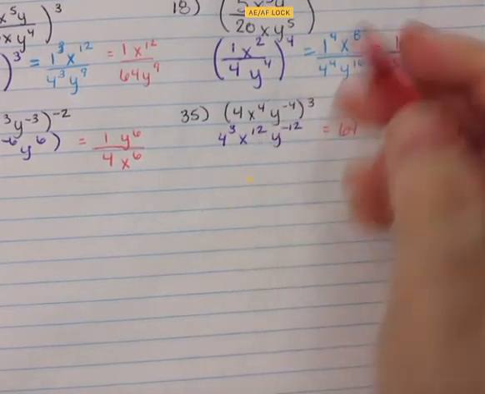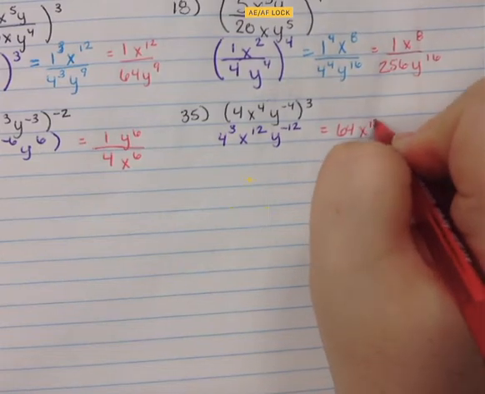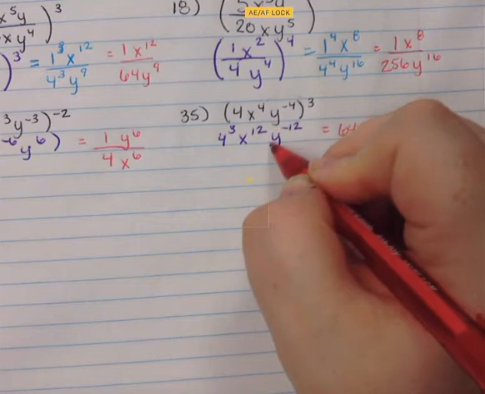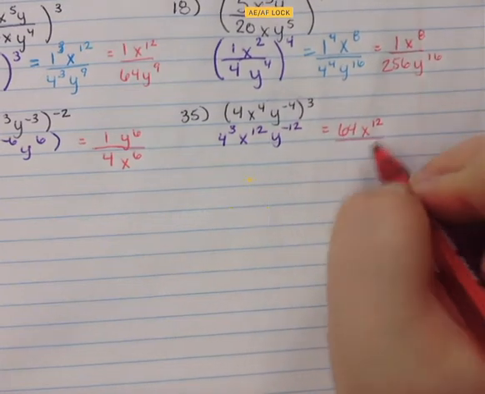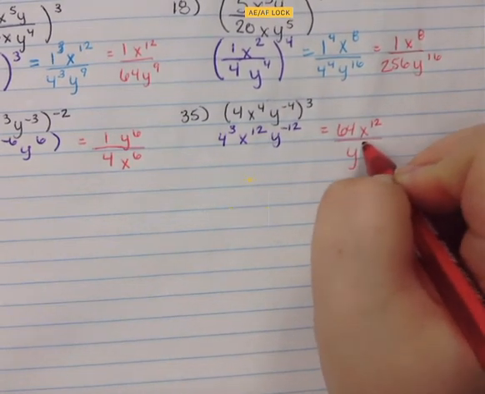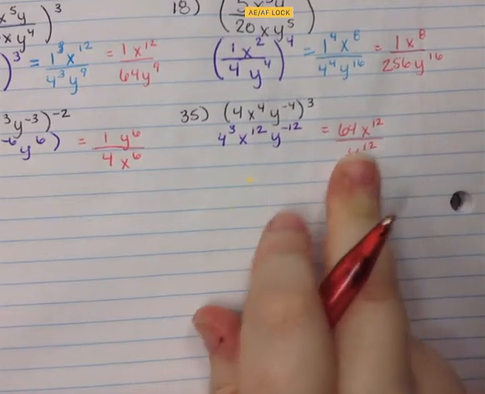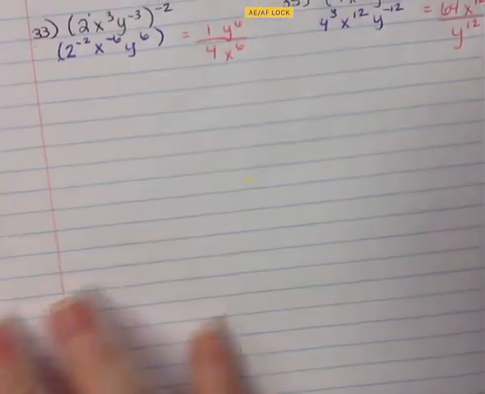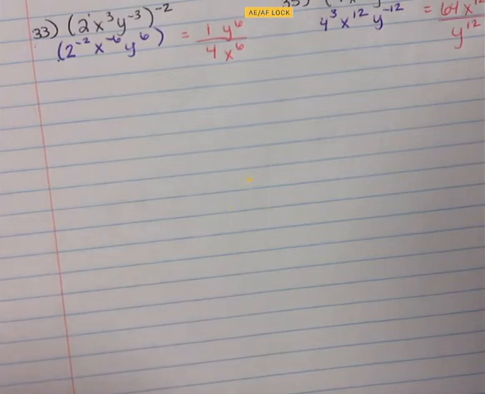X to the 12th can stay as it is, x to the 12th. Y to the negative 12th has to move. That y to the negative 12th is what's attached to that negative 12. So that becomes the denominator of y raised to the positive 12. And I'll put that answer on my paper in just a moment. We're going to go ahead and go down to the next problem, number 36.